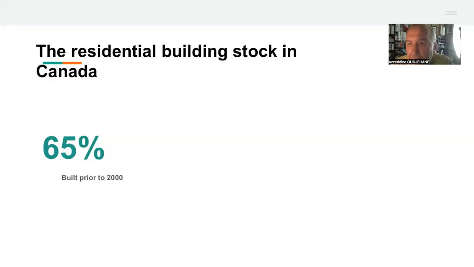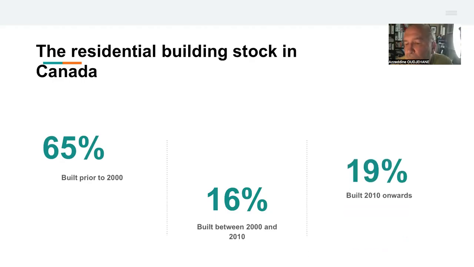Now, one of the significances of the retrofit is the fact that 65% of the residential buildings have been built prior to 2000, prior to the implementation and integration of green sustainable practices. 16% were built between 2000 and 2010, and 19% were built between 2010 and 2020, or 2025 nowadays.